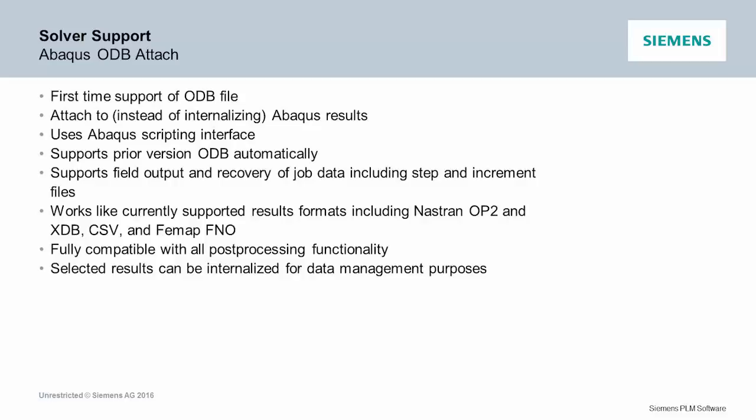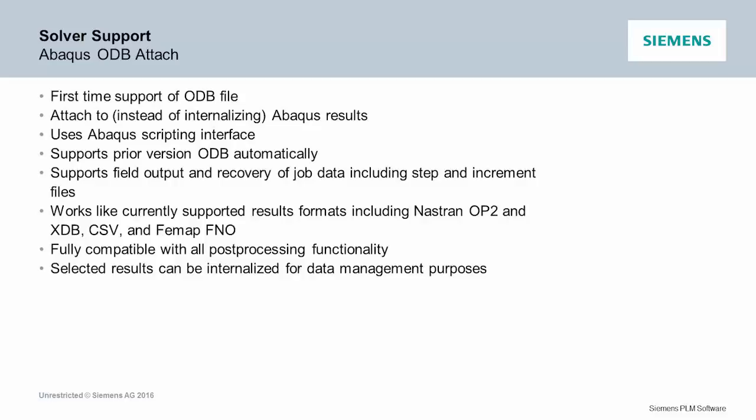For Abaqus, we've done a lot of work over the last couple of years with attaching high-speed attachment to results from Nastran OP2s, XDBs, comma separated, and our own binary results file. But now we also do the Abaqus ODB file. And we're using the toolkit provided by Abaqus, which is actually pretty nice. First of all, it worked. It was easy to incorporate, but it also does kind of automatic versioning.